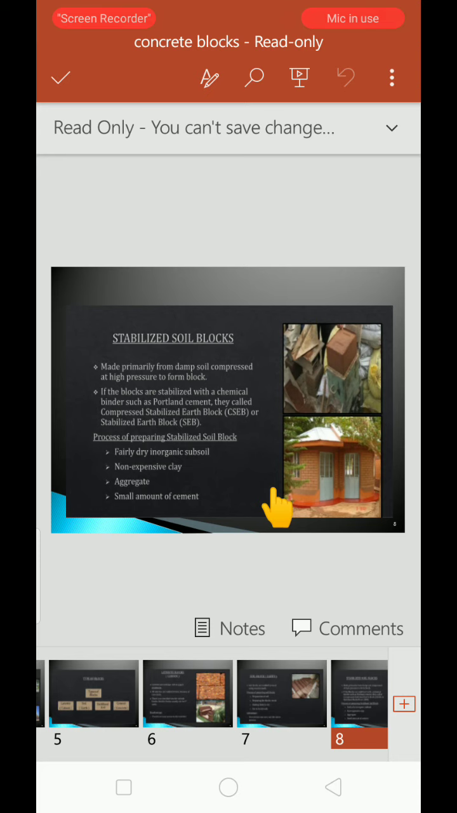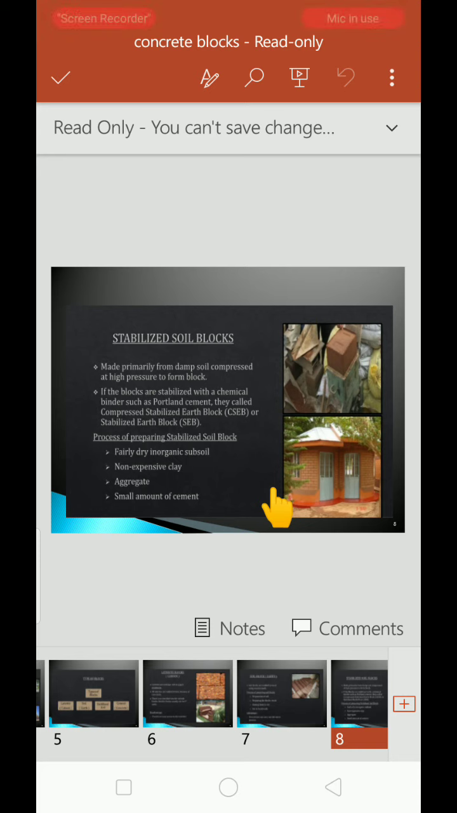Next, the process of preparing these stabilized soil blocks: fairly dry inorganic subsoil is taken, because at the top level of the earth's surface there may be contamination from debris in the soil. All those things should be removed before we prepare the soil mix. Then they add the cement, prepare the mold and compress it to the required size and shape.